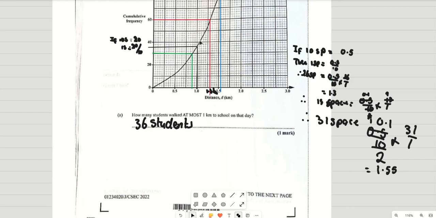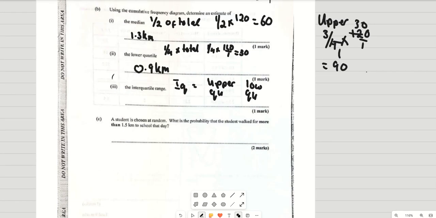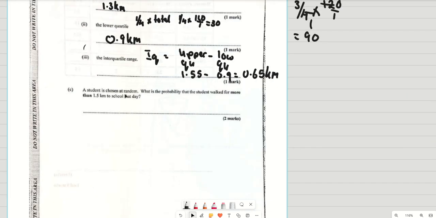Alright, so we know that your upper quartile is 1.55, and remember, interquartile is upper quartile minus your lower quartile. So that's 1.55 minus your lower quartile, which is, not 90, sorry, 0.9. So the interquartile range is going to be 0.65 kilometers, right? And that is how you would find your interquartile range.